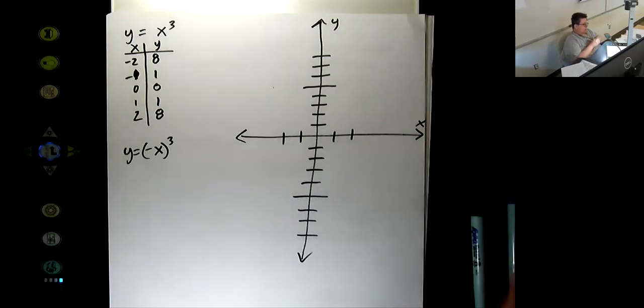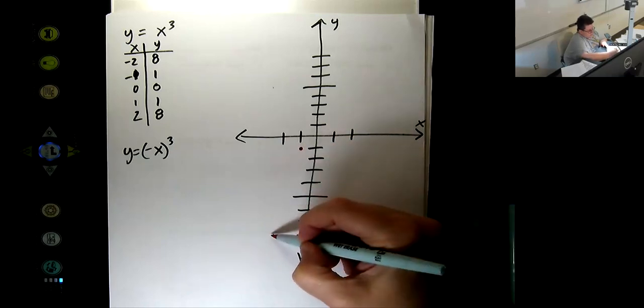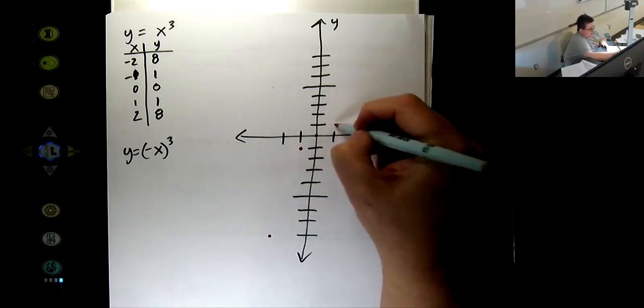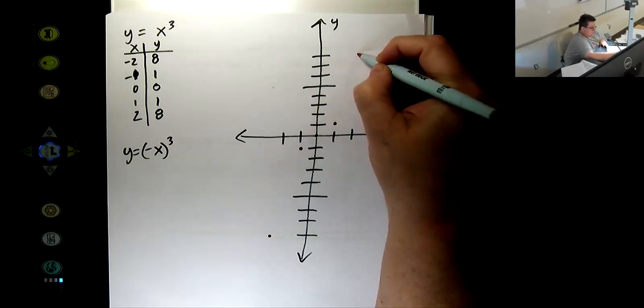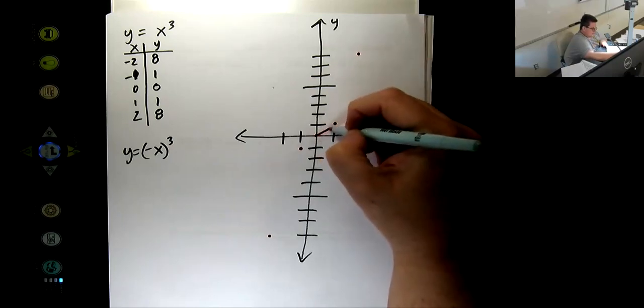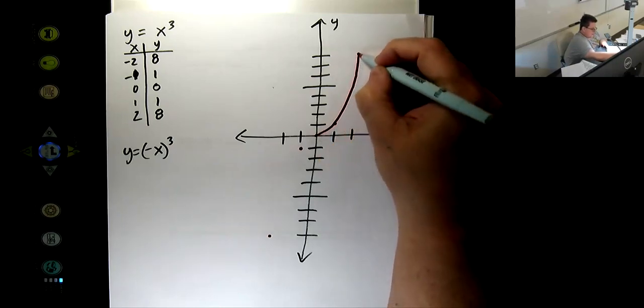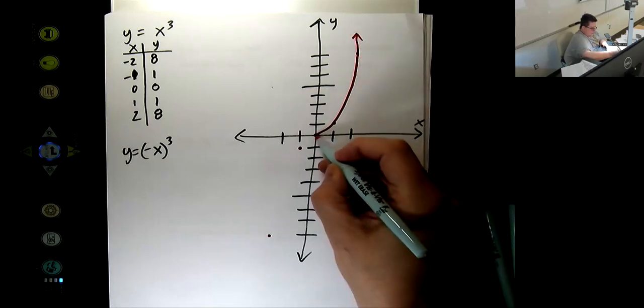All right, so when we plot those, we saw this the other day. We get this crazy looking graph that looks like a parabola going up on the right and a parabola going down on the left.